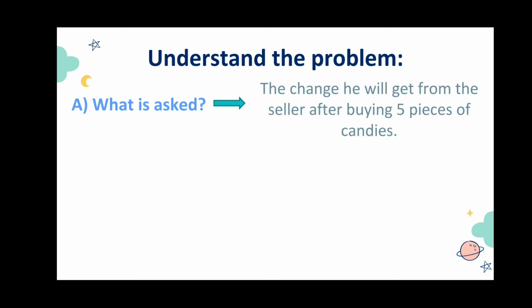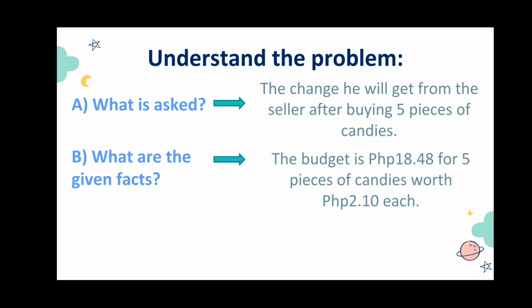First, let's understand the problem. What is asked? Ano nga ba ang tinatanong sa ating given problem? So it is the change he will get from the seller after buying 5 pieces of candies. How about the given facts? The budget is 18 pesos and 48 centavos for 5 pieces of candies worth 2 pesos and 10 centavos each.